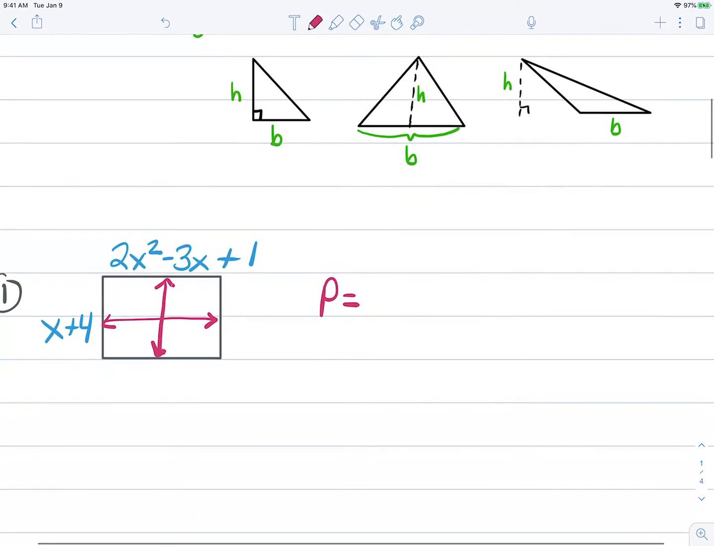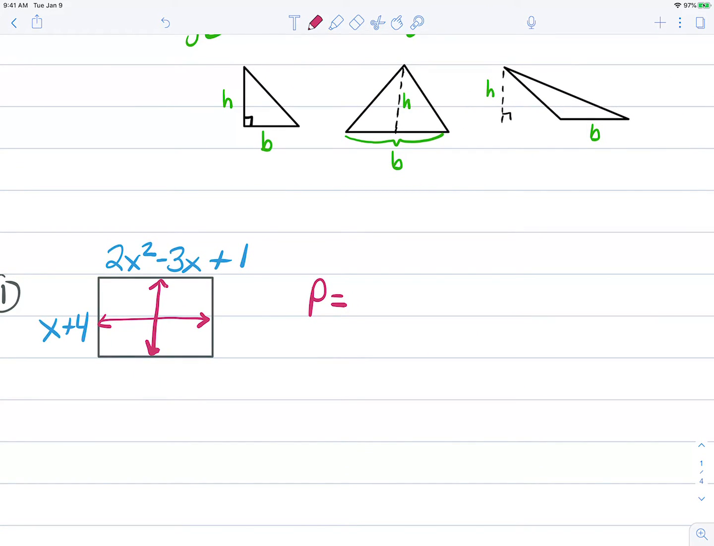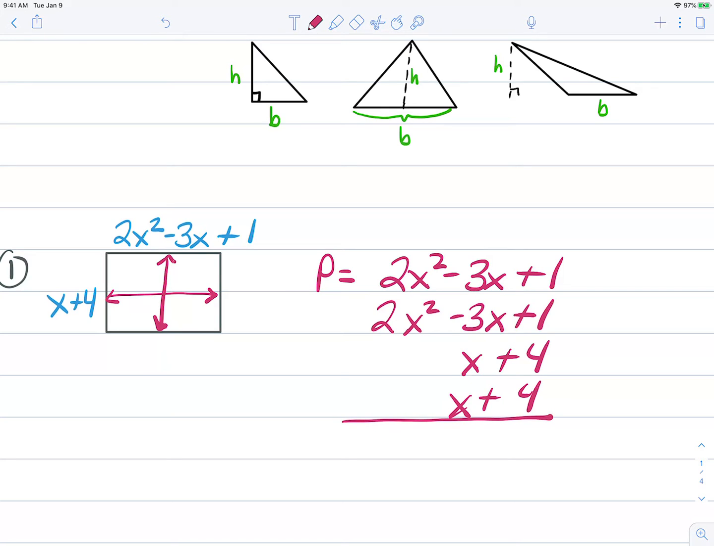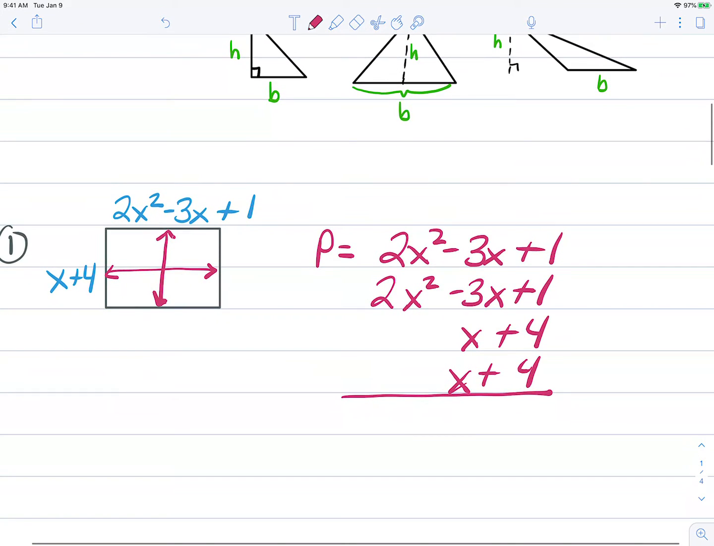So if I were to write this all out, which you don't have to, you can do some of this mentally, I would have a 2x squared minus 3x plus 1. I'd have another 2x squared minus 3x plus 1, because that's the top and the bottom. The left would be an x plus 4, and the right would be an x plus 4. Now, if you notice how I wrote this, I kind of lined things up, making it an addition problem with everything like terms-wise in a column.